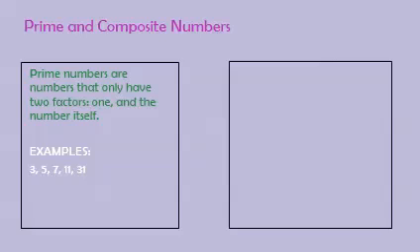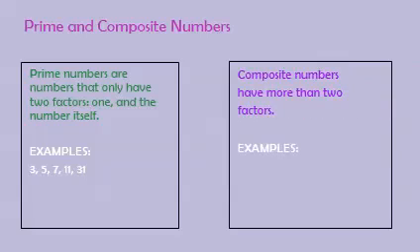What's the opposite of prime? The opposite of prime is composite. Composite numbers are numbers that have more than two factors. Examples: 6, 18, 30, and 100. So if you find the factors of a number and you found that it has only two factors, one and itself, is it called a prime number? Yes. But if it has more than two factors, it's called a composite number.